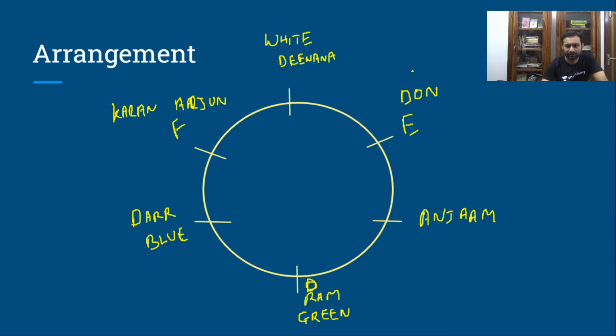Black can't be Don, Dar. What is left? Darren, black cannot be Don. Dar cannot be Jam. So only Divana is left, white. Ramjan was green. One is left, black.